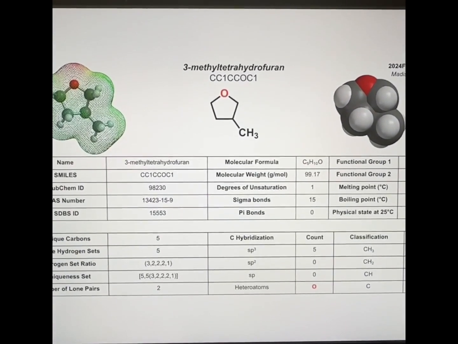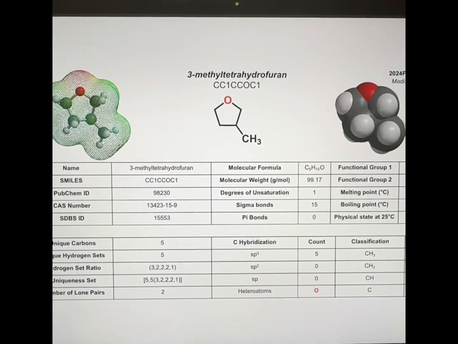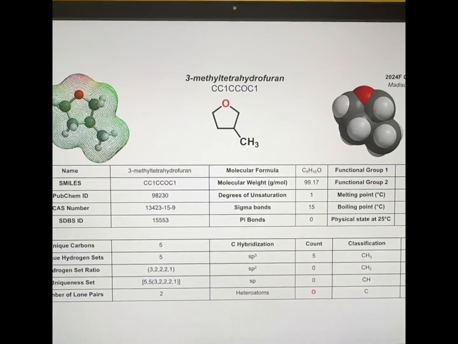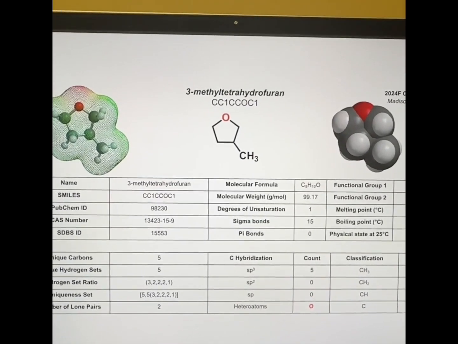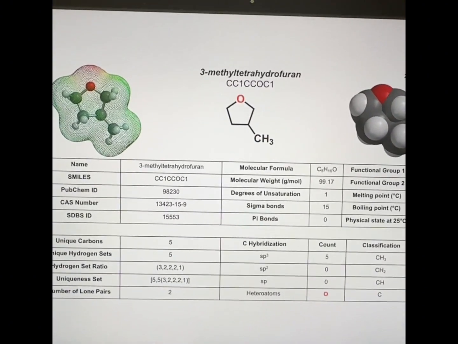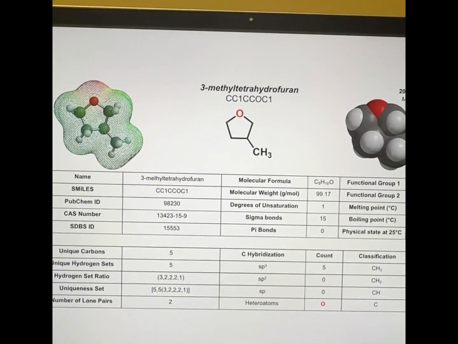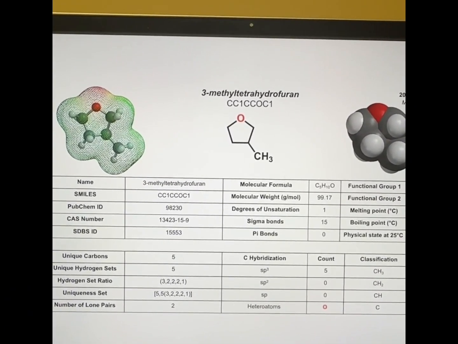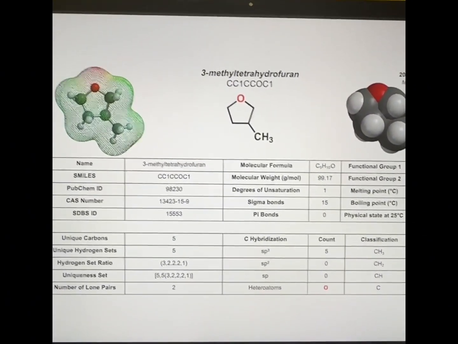This molecule contains an ether. An ether is an oxygen connected to 2 other elements. We can see that in this case, it's an oxygen and 2 carbons. It has a boiling point at 89 degrees Celsius, and it's a liquid at room temperature.